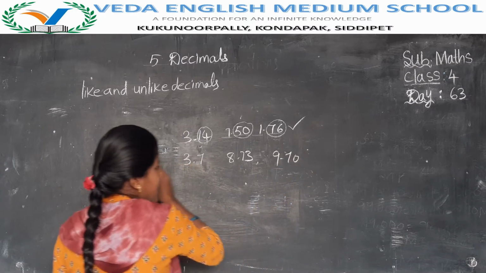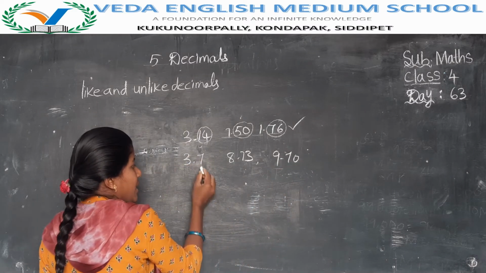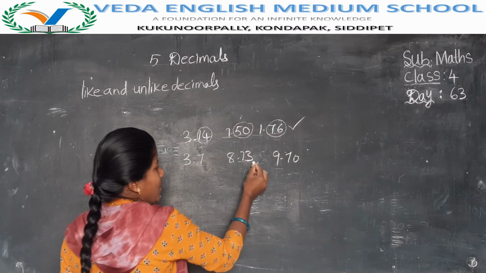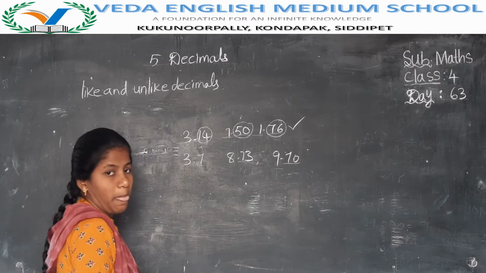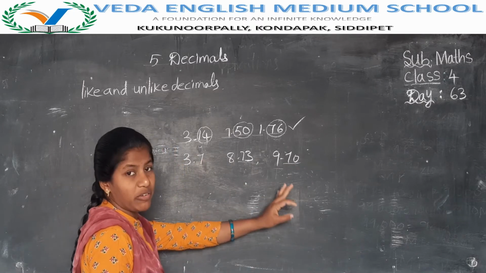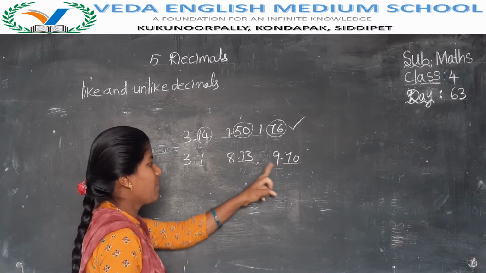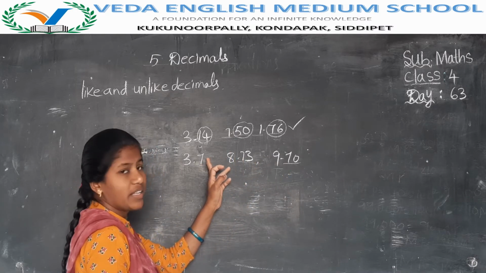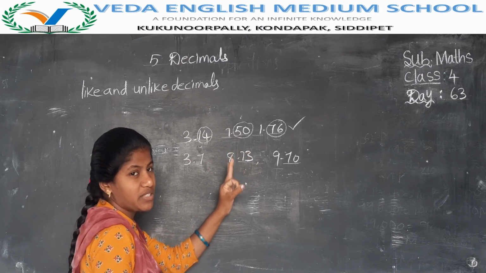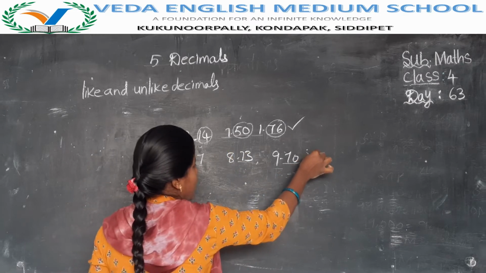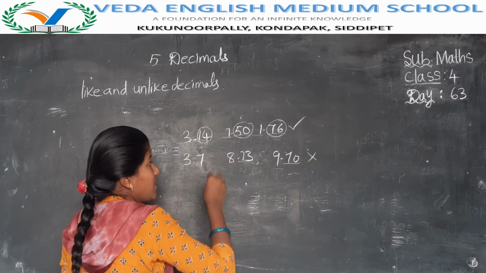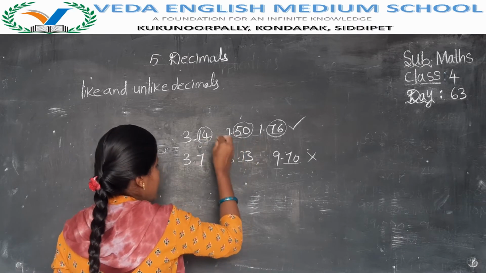Now these are not like decimals. Why? Because here you have only one decimal place, and the remaining two have 2. All decimal places should be equal. Are the decimal places equal here? No. Here you have only one, remaining are 2. If you have one more, then these are called like decimals. Now it is not like decimal. Why? Because here you have only one decimal place. Decimal places should be equal.